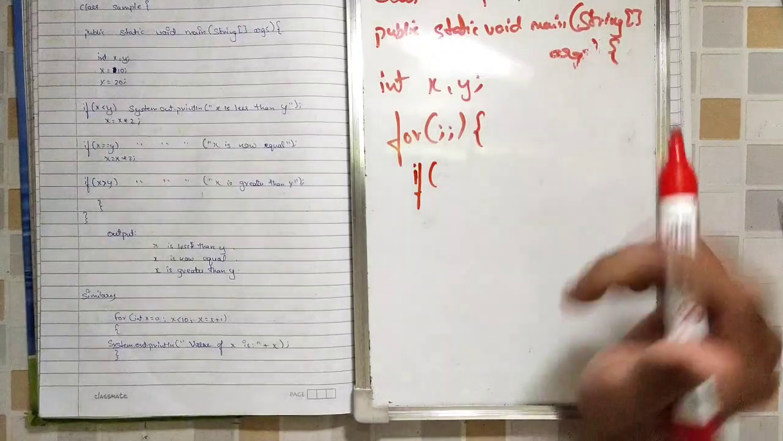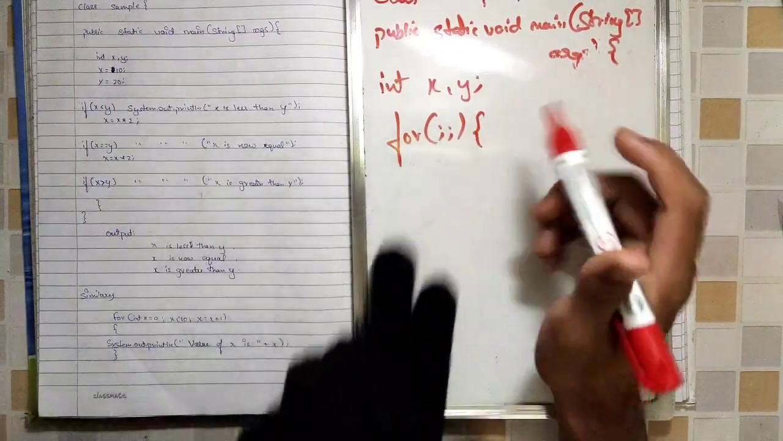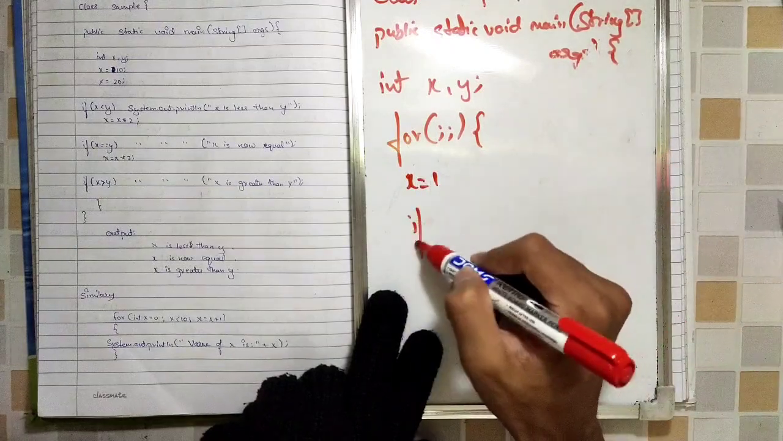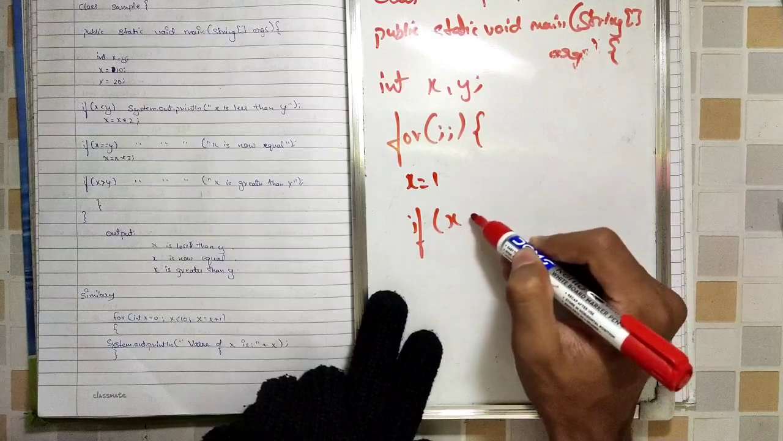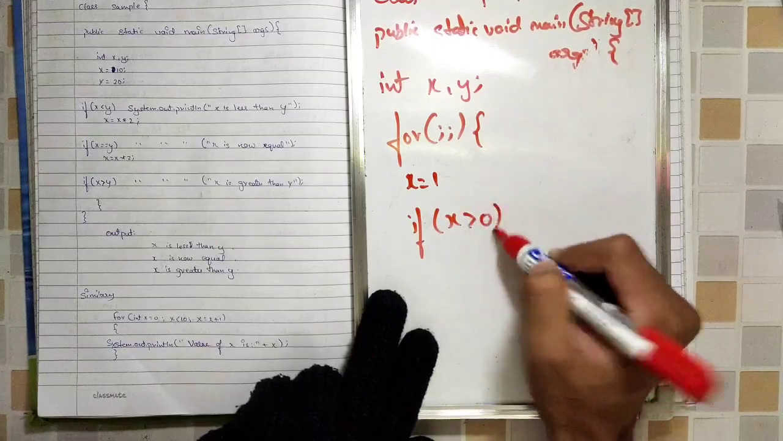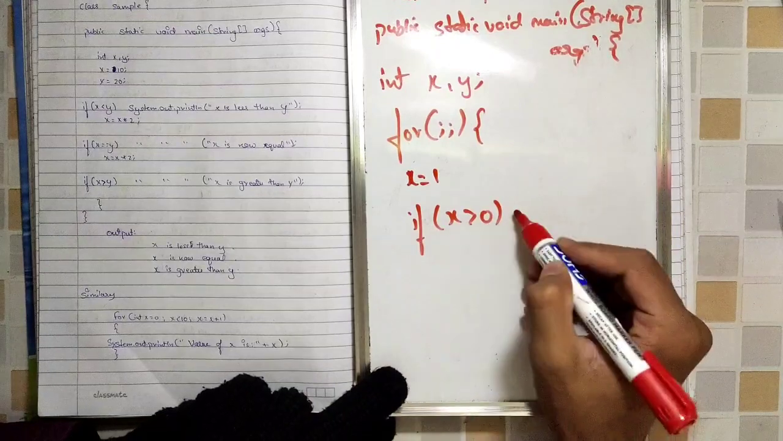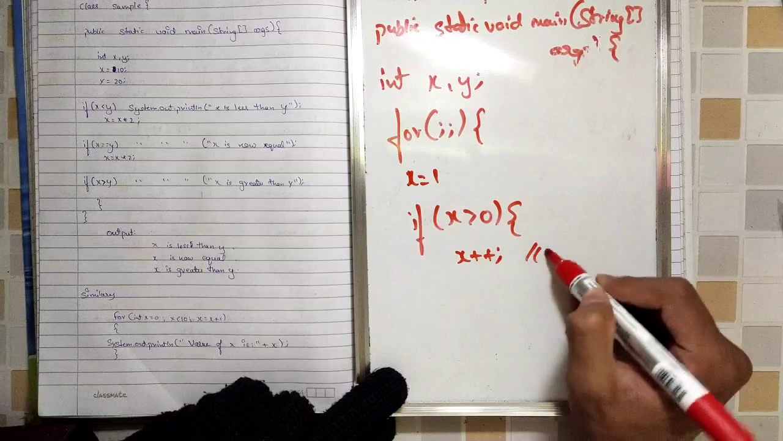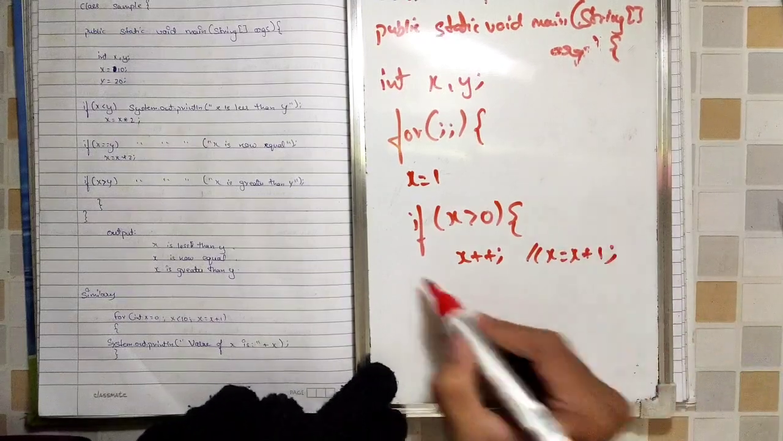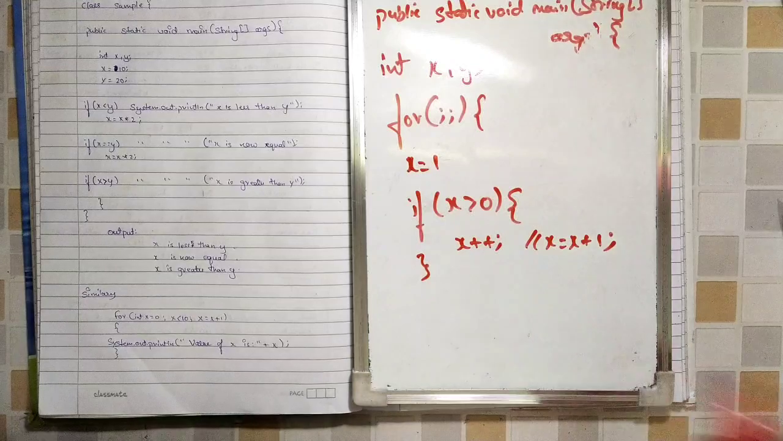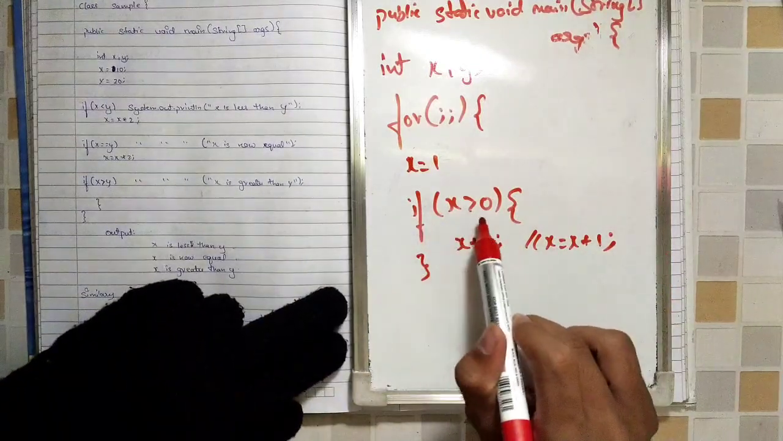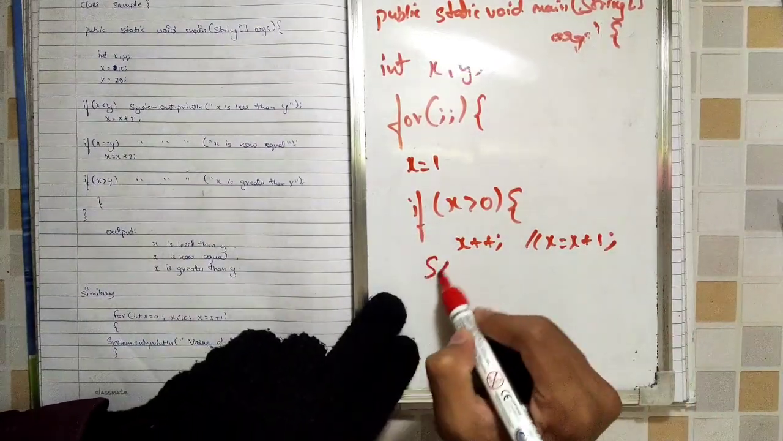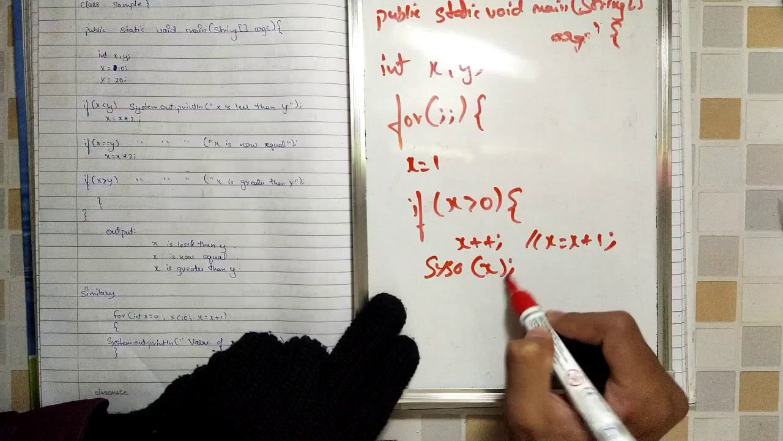For initialization, let's suppose x is equal to 1. I'll write if x is greater than 0, then in this block I will say x plus plus, which means x is equal to x plus 1. Close. According to this statement, it will keep on incrementing, and let me also print, along with that, only x.